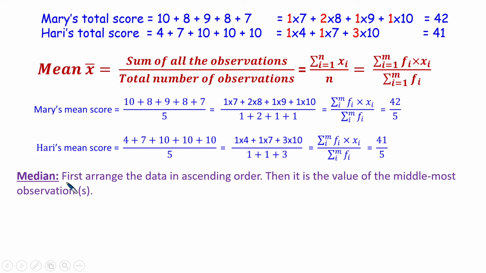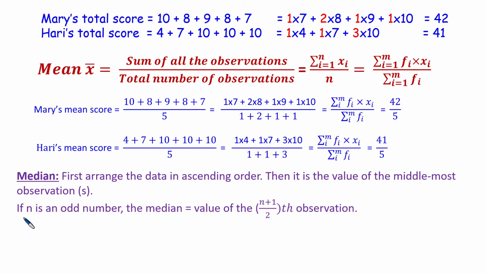Okay. So for the median, first arrange the data in ascending order, then it is the value of the middlemost observation. If n is an odd number, then the median is the value of the (n plus 1) divided by 2th observation. Suppose you have 11 data points, so you add 11 plus 1, that is 12, 12 by 2 is 6. 5 data points will be below the median and 5 data points above the median. So 5 plus 5 is 10, and the middle one is the median.